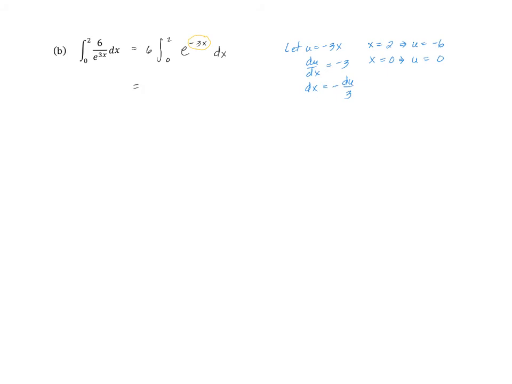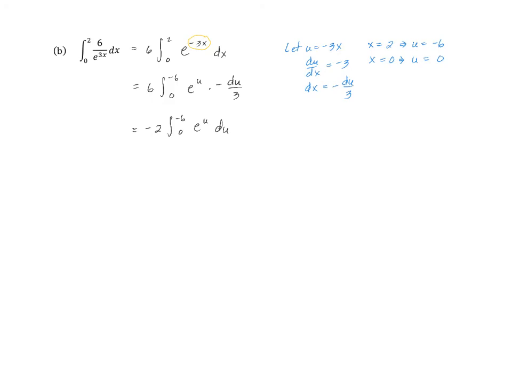So now my integral is going to be 6 times the integral from negative 6 to 0. And it's okay if your upper limit is less than your lower limit. e to the u times negative du over 3. So if we take out that negative 1/3, we get a negative 2 times the integral from negative 6 to 0 of e to the u du. And that I know how to integrate.